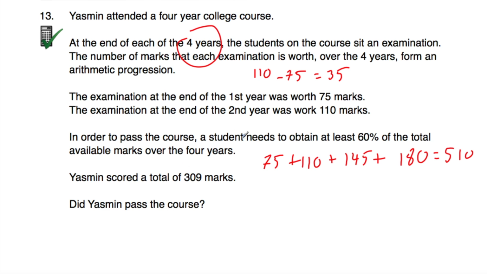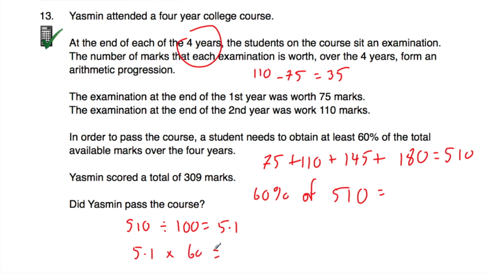Now the question says that a student needs to obtain at least 60% of the total marks. So we need to work out what 60% of 510 is. So to get 60% of a number, we're going to divide by 100 to get 1% and then times by 60. So let's take 510 and divide that by 100 to find 1%. That's going to be equal to 5.1. And then we're going to do 5.1 multiplied by 60 to find 60%. And when we do 5.1 times 60, we get an answer of 306. So that means that a student needs to score 306 marks to pass.